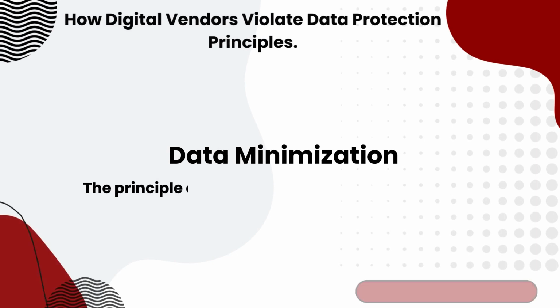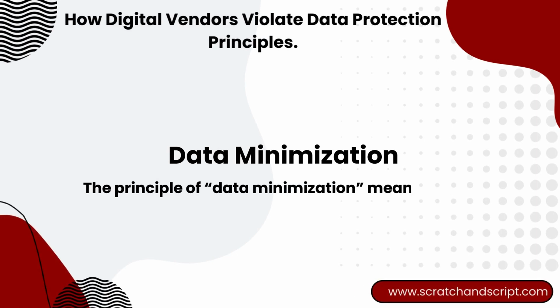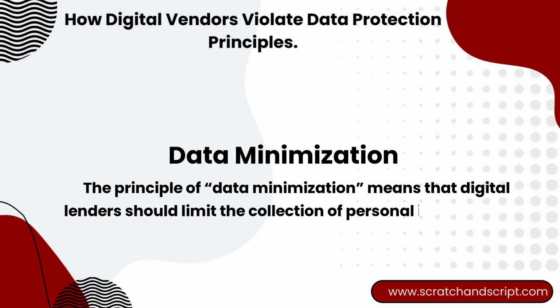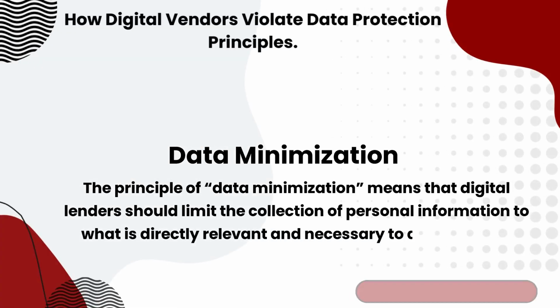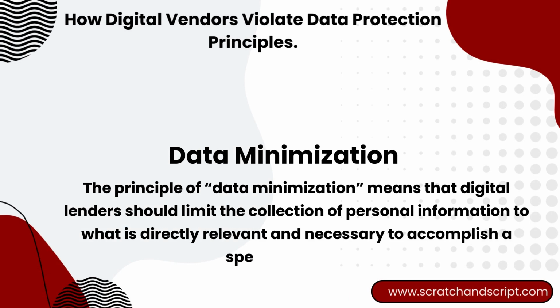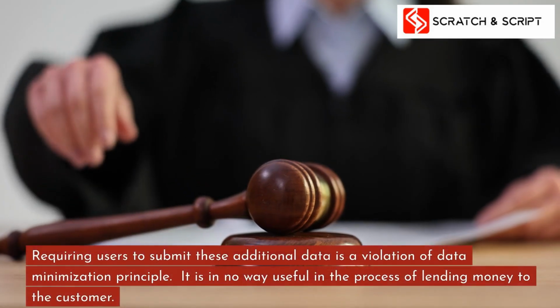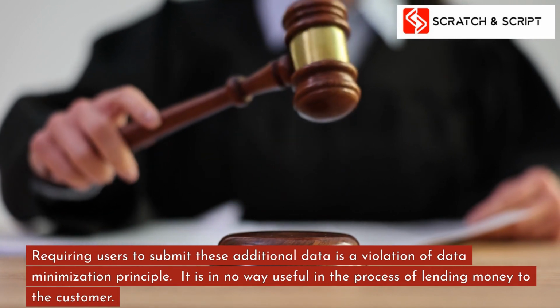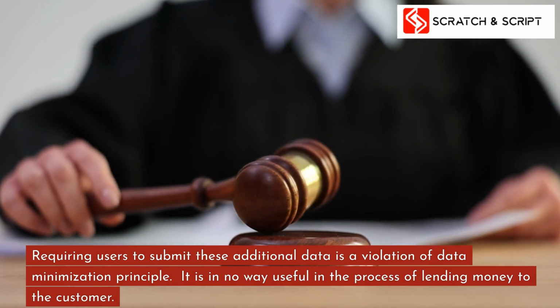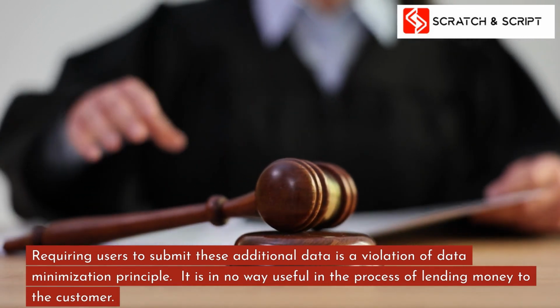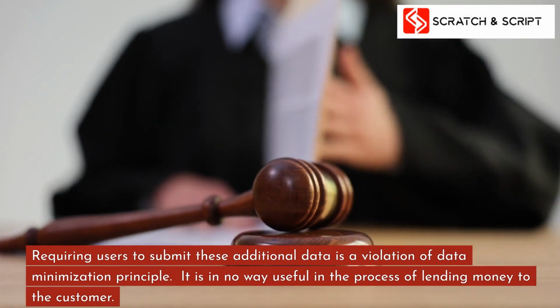The second violation is data minimization principle violation. Digital lenders collect personal data such as the name and address of the customer as part of the onboarding process. Sometimes providers require you to submit additional information like family members or religious belief. Requiring users to submit these additional data is a violation of data minimization principle. It is in no way useful in the process of lending money to the customer.